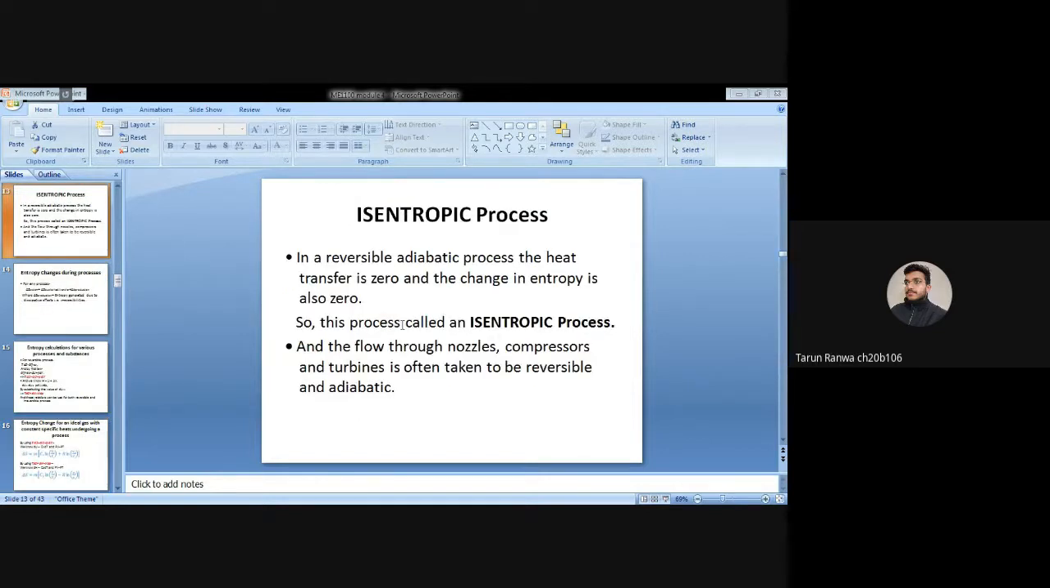Now, the isentropic process. In a reversible adiabatic process, the heat transfer is zero, so the change in entropy will also be zero. This process is called an isentropic process. Flow through nozzles, compressors, and turbines is often taken to be reversible and adiabatic, so these processes are also isentropic processes.